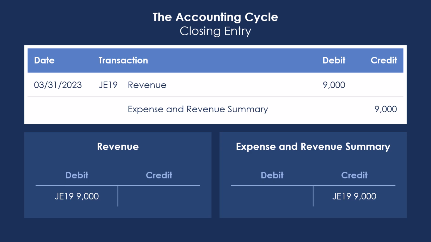In our journal entry, we debit revenue for $9,000. That debit sets the revenue account to zero. The corresponding credit is to expense and revenue summary. We use expense and revenue summary to do just that, summarize revenue on the credit side of the account. And as we shall see, we will post expenses to the debit side of the T account.